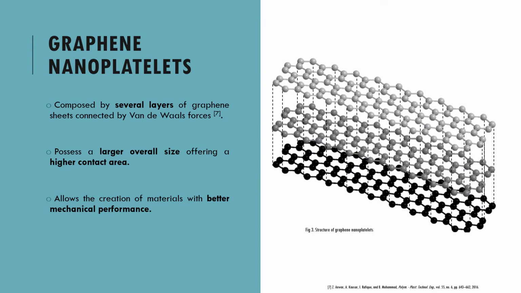They are composed of several layers of graphene sheets connected by van der Waals forces, one on top of the other. They possess a large overall size, offering a high contact area. This allows the creation of materials with better mechanical performance, especially in fatigue performance and impact performance.